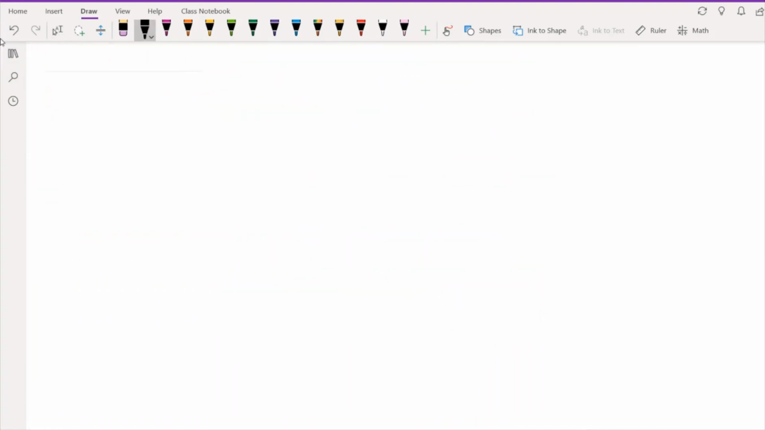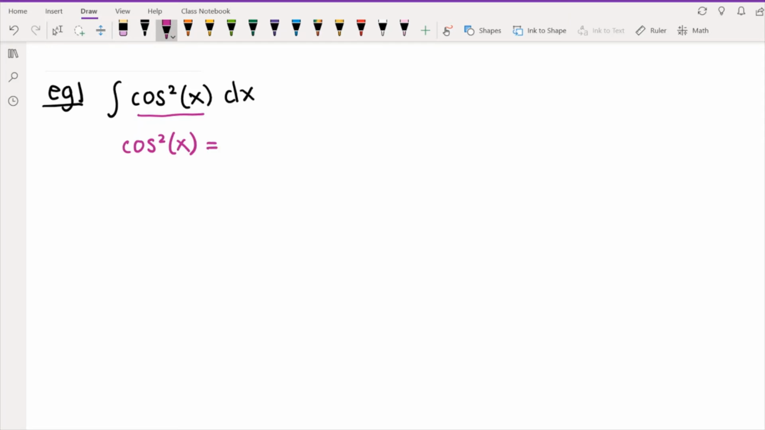So the first one I want to look at is a pretty simple one. Let's just do the integral of cosine squared of x dx. So basically, like we saw, we want to make use of that formula. That formula says that cosine squared of x can be written as 1/2 times 1 plus cosine of 2x.